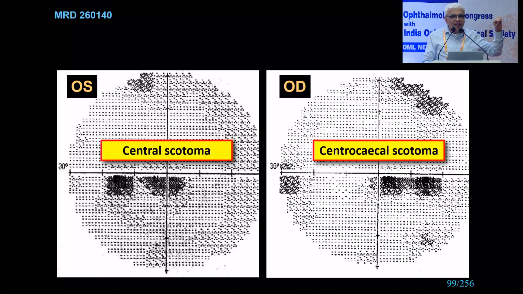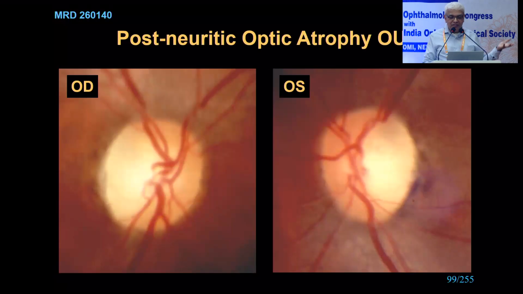The left one is kind of walking towards the centrocecal, but ours stops short and is more like a central scotoma. That doesn't matter. Nomenclaturally slightly different. Where do they point to? Optic nerve. Yeah. This is following optic neuritis. This patient had postneuritic optic atrophy, and this is what his fields look like.